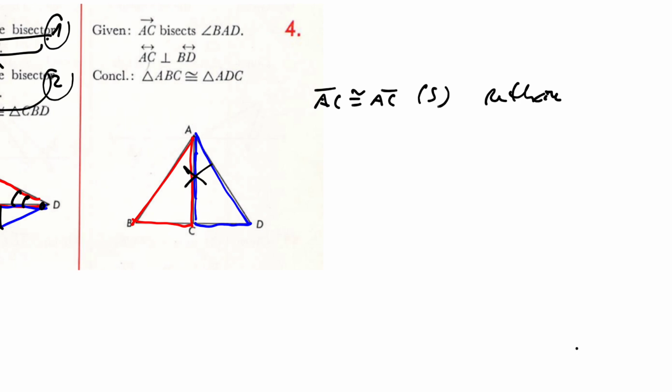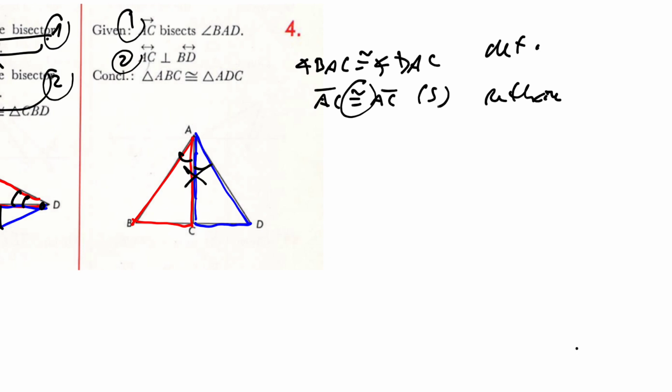What else do we have here? AC, so here's our given. So we're not given any congruences, so we have to create all 3 of them. AC bisects BAD, so that means this angle is congruent to that angle. Angle BAC is congruent to angle DAC, definition of angle bisector.